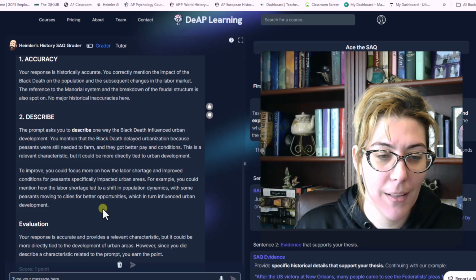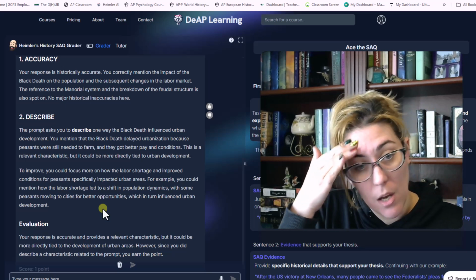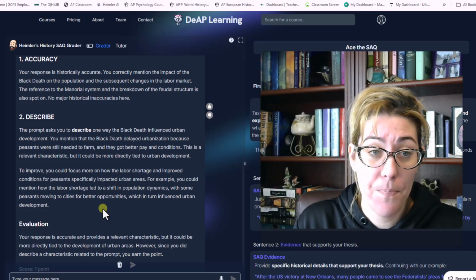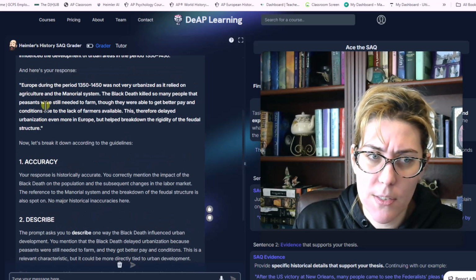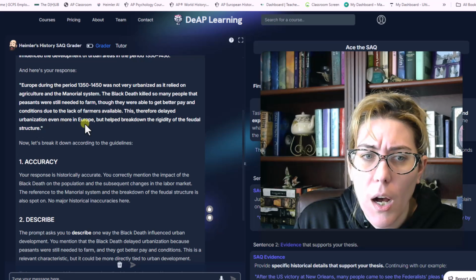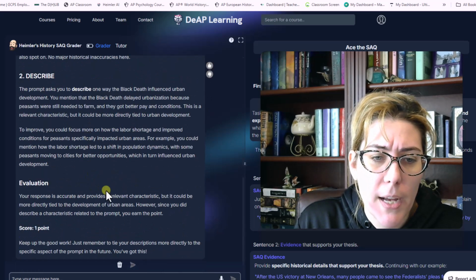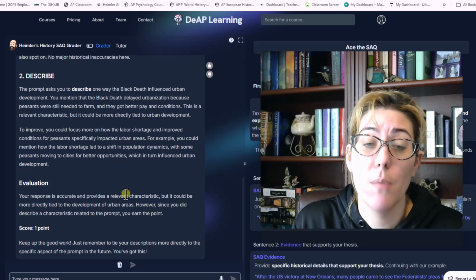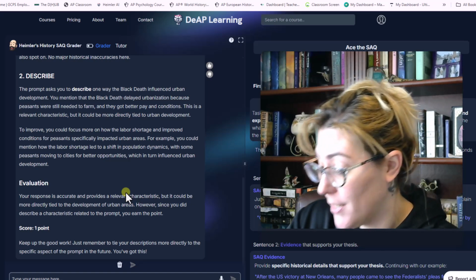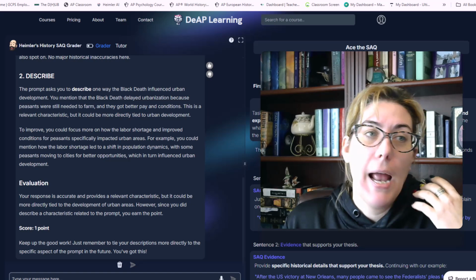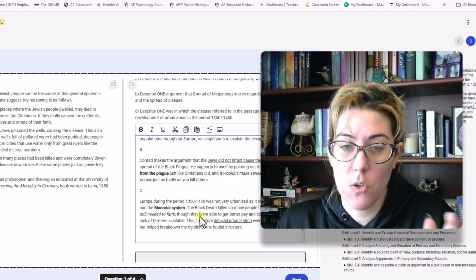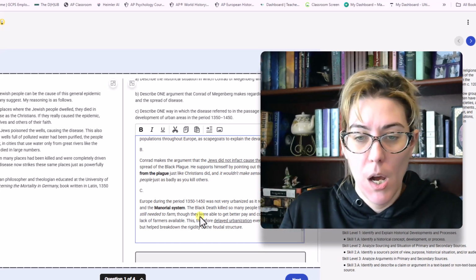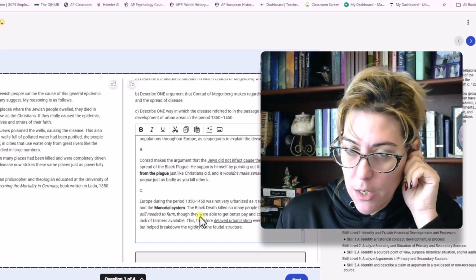Okay. Yeah, see how I got a little confused, because you could make the argument with the same piece of evidence that it delayed it, or that they also moved for better opportunities. I feel like I did say that since it's delayed, that is talking about urban development. It's accurate, provides relevant characteristic, but it could be more directly tied. However, since you did describe a characteristic related to the prompt, I earned the point. Okay, so he doesn't want to give it to me, but I did earn it. So that just goes to show you, I was struggling on this one, and so that's why I wanted to make sure I mentioned the manorial system, because I needed to give the context of the farm. You can't just say farm. And since manorial system was their economic, I guess I could have described that a little bit more.